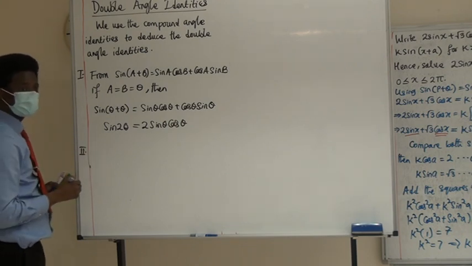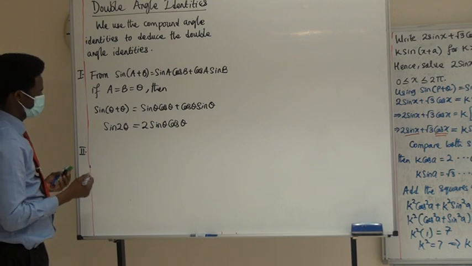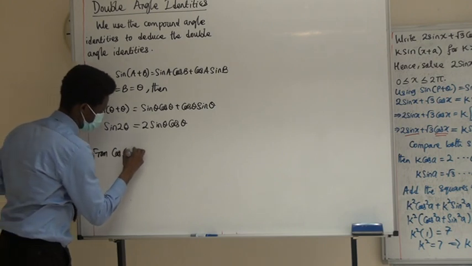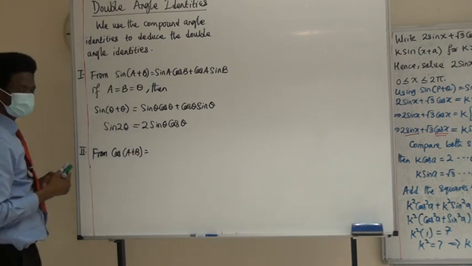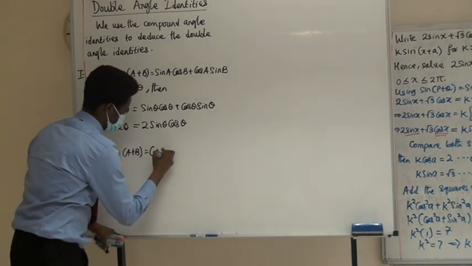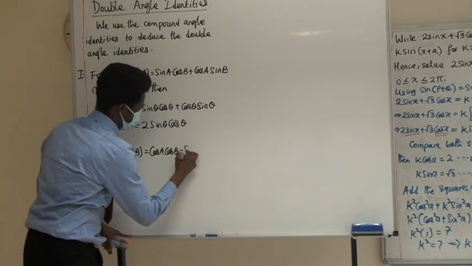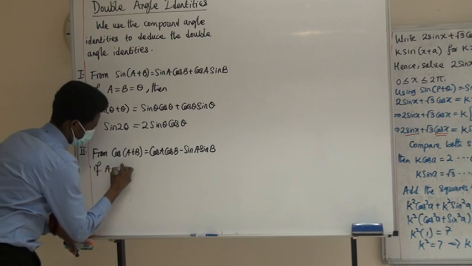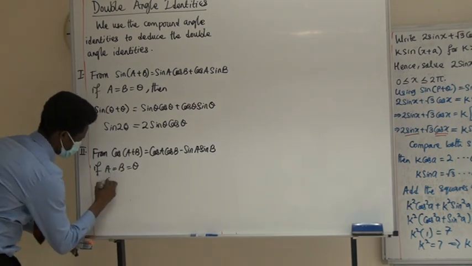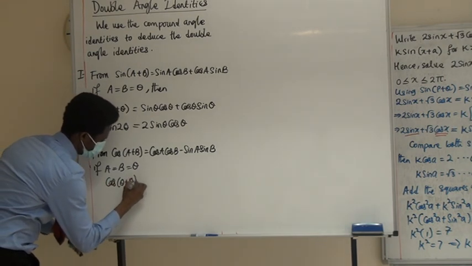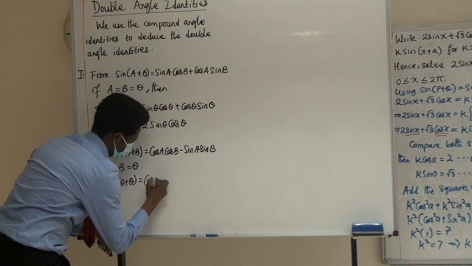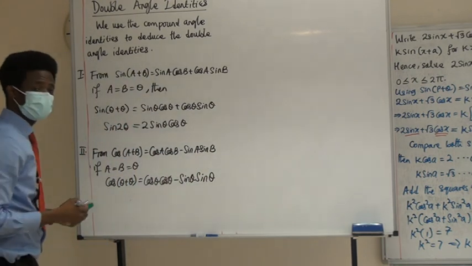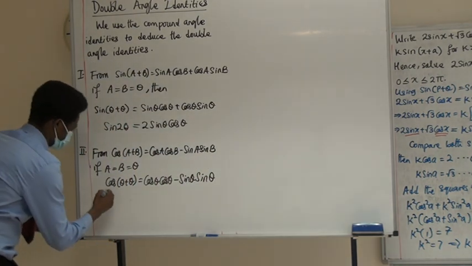For cosine, we start from cos of A plus B again. What is cos A plus B? It equals cos A cos B minus sine A sine B. Again, if we let A equal B equal theta, the left hand side will be cos of theta plus theta, and the right will be cos theta cos theta minus sine theta sine theta. Now this will give us cos 2 theta.